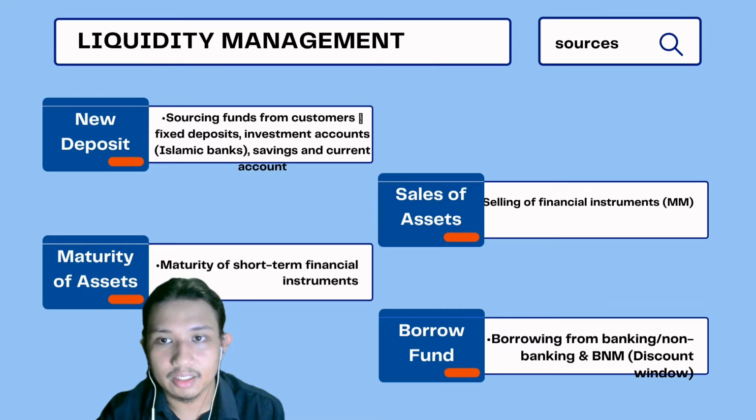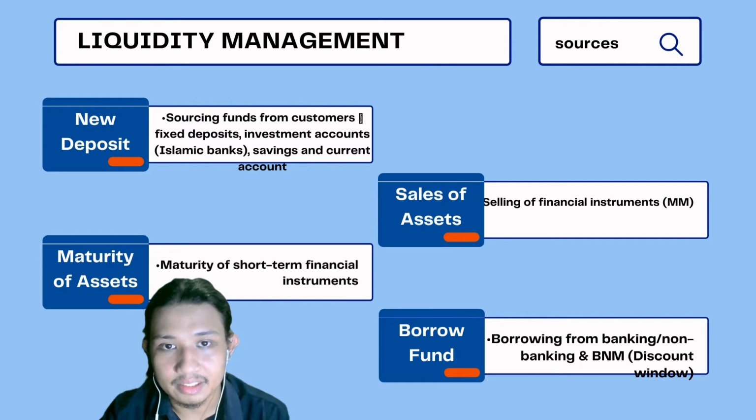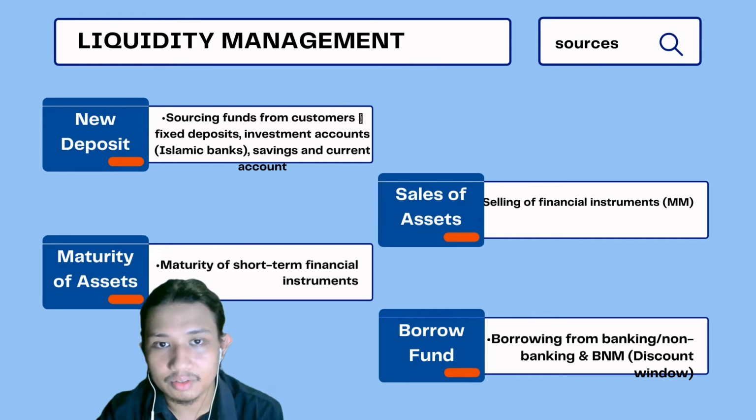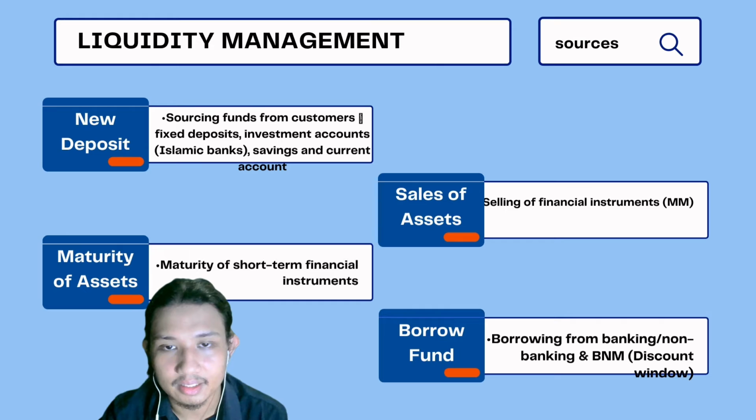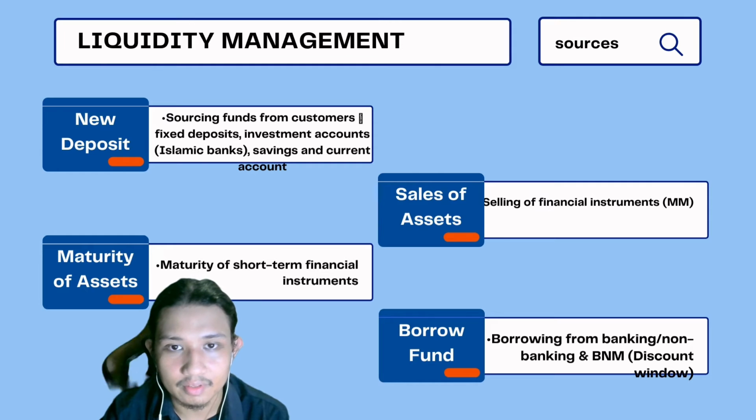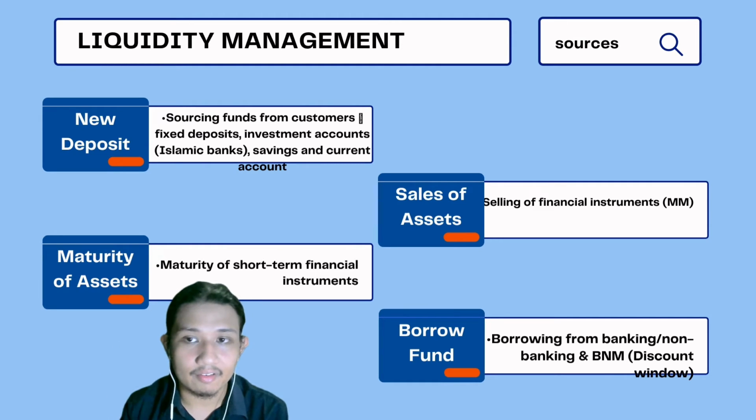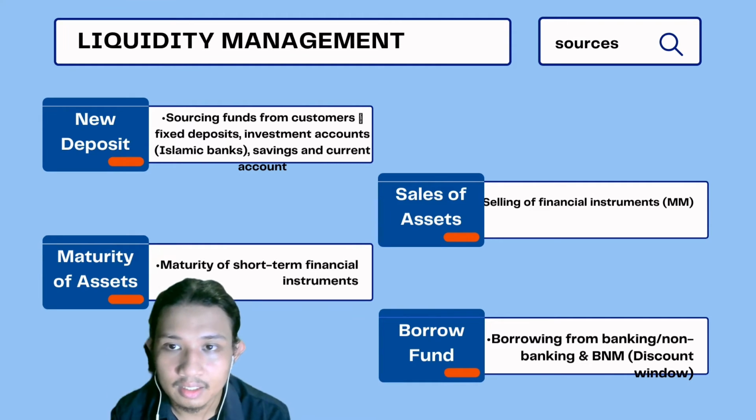Okay, next is liquidity management. What is the function of liquidity management? The function is to ensure the ability of the institution to compete and remain existent. One of the tasks in liquidity management is to identify the sources of liquidity. Okay, there are 4 sources of liquidity. First is new deposit, next is sale of asset, maturity of asset, and borrowed fund.